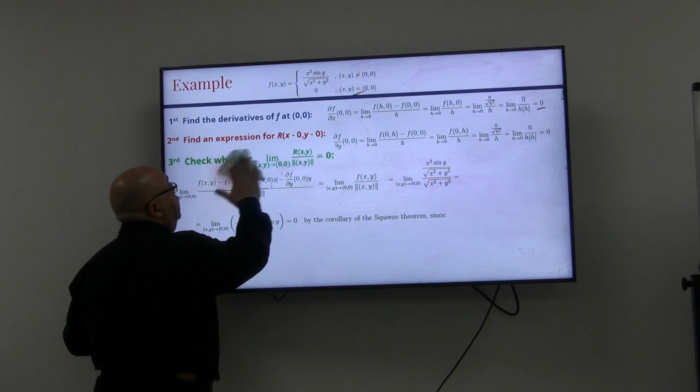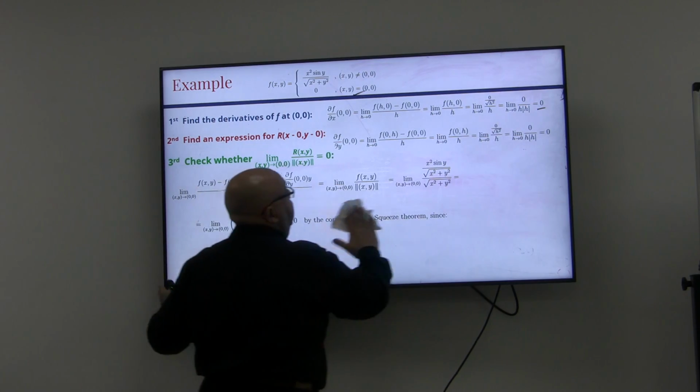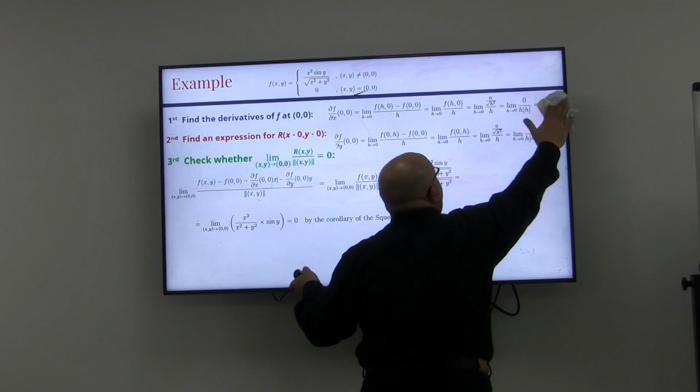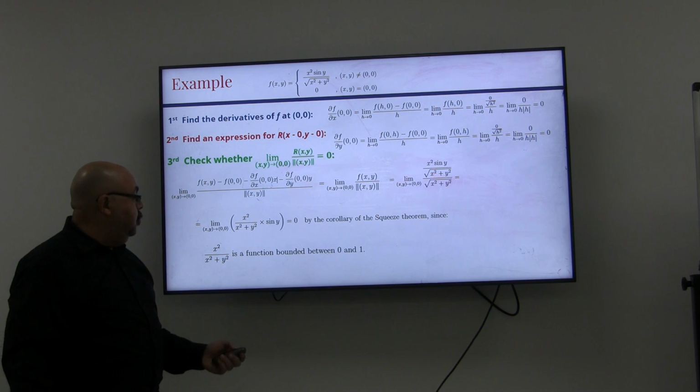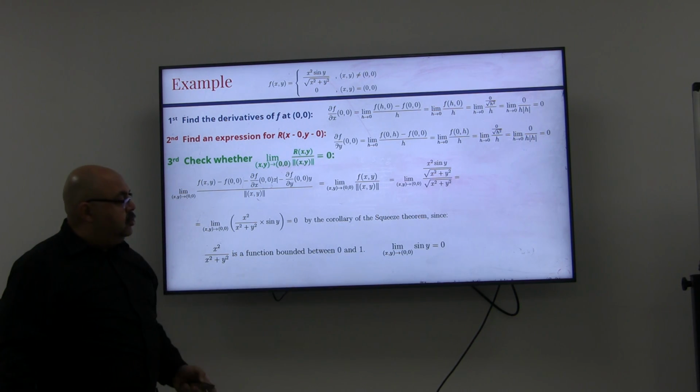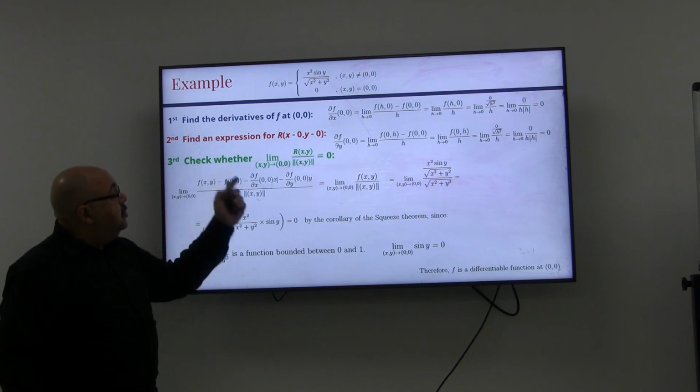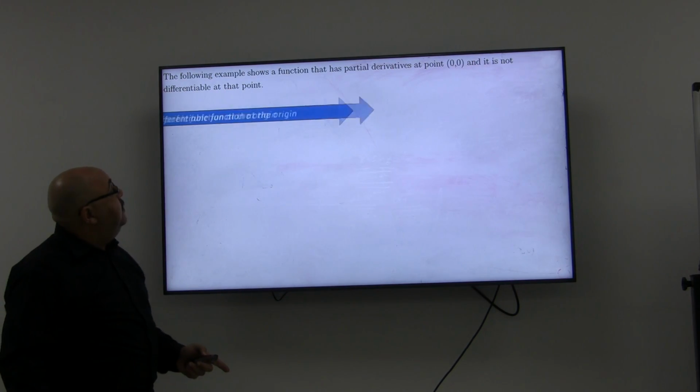It's really very simple to prove, as I told you. And so once more, it's really very simple to prove the function is bounded. As I told you, sin y goes to 0. So this function is differentiable at the origin.